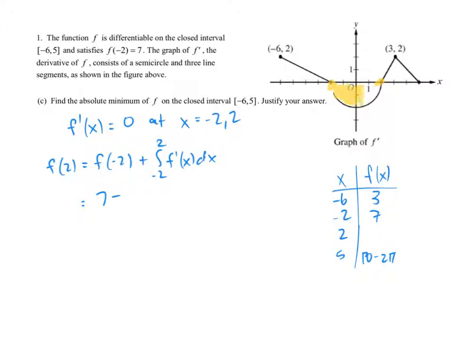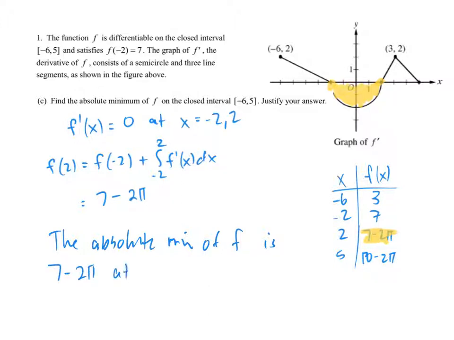And so that's going to be my little half circle here that's below the axis. And so that will have an area of 2 pi. And so f of 2 is going to be 7 minus 2 pi. And then a quick scan of my y values and a look at which one is the smallest one. The smallest one would be 7 minus 2 pi. And so I'm going to write my answer in sentence form and say that the absolute min of f is 7 minus 2 pi, and it occurs at x is equal to positive 2.